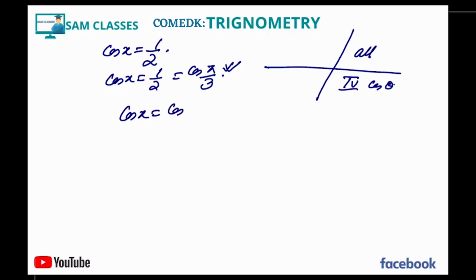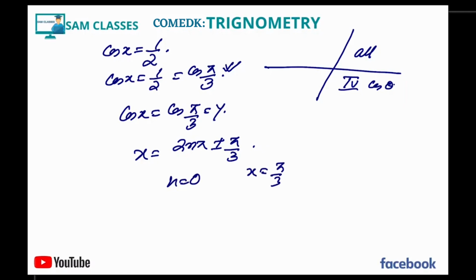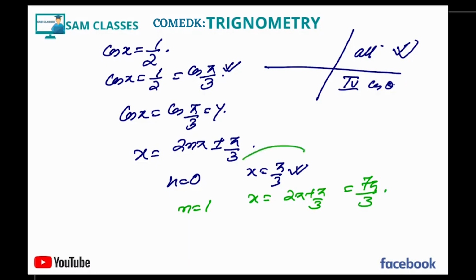What I told, cos x is equal to cos y. So pi by 3 is nothing but cos y. So x is equal to 2n pi plus minus pi by 3, or y. Now when you put n equal to 0, you get x equal to pi by 3, that is the first value, 60 degree. When you put n equal to 1, what do you get? x is equal to 2 pi plus pi by 3, which is equal to 7 pi by 3. Now what is this? A principal solution, because it is lying between 0 to how much? 360 degree.